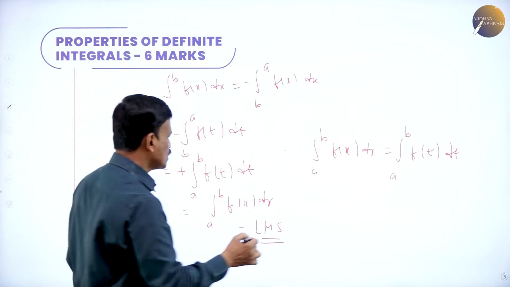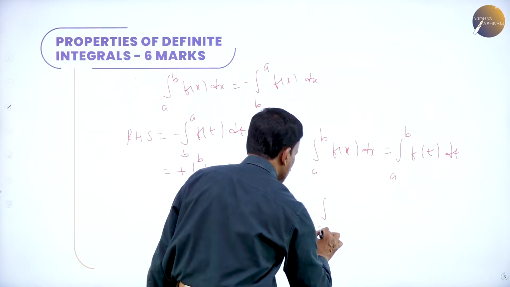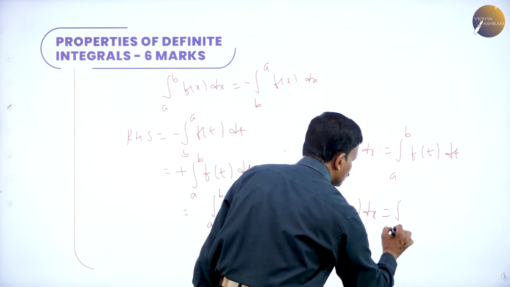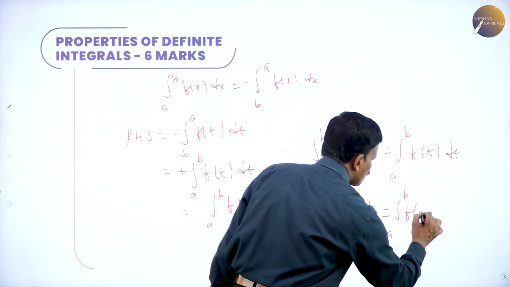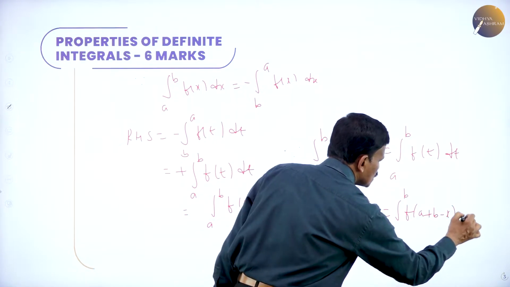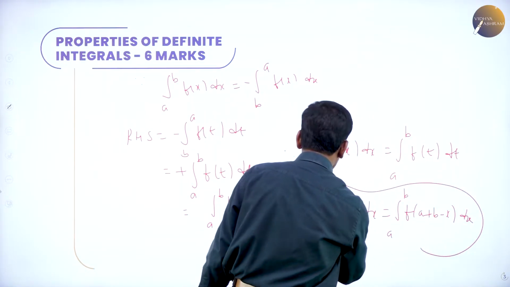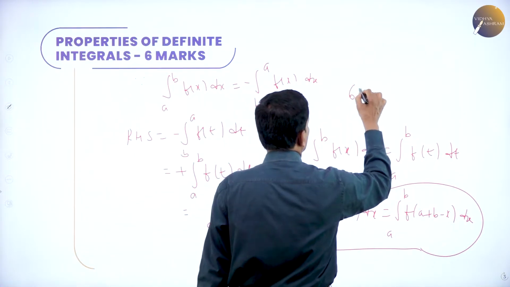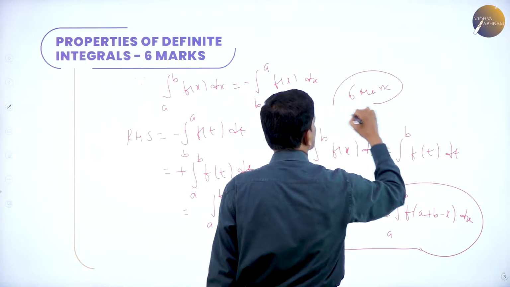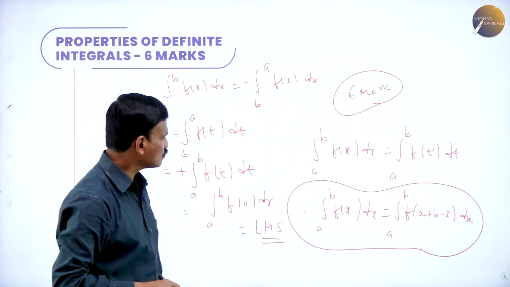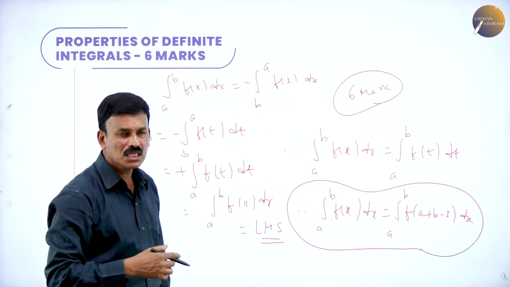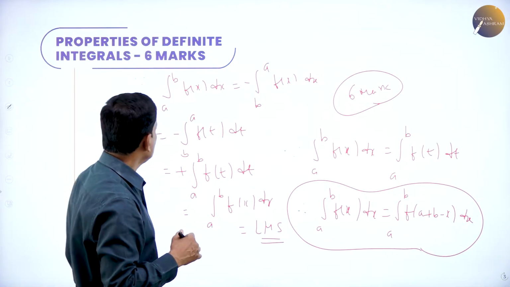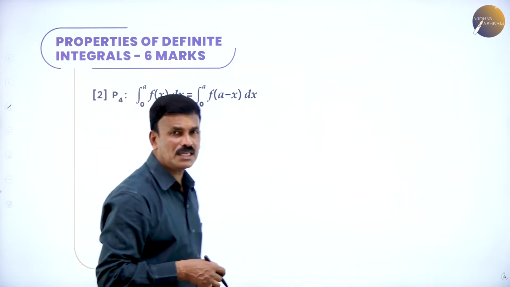So, what is the conclusion? Therefore, we can say that integral a to b f of x dx is also equal to integral a to b f of a plus b minus x into dx. This is a very important property. You may expect this for your 6 marks along with one problem, part E. Okay, I'll take one example for this. So this is how we are going to evaluate. Hope you followed.